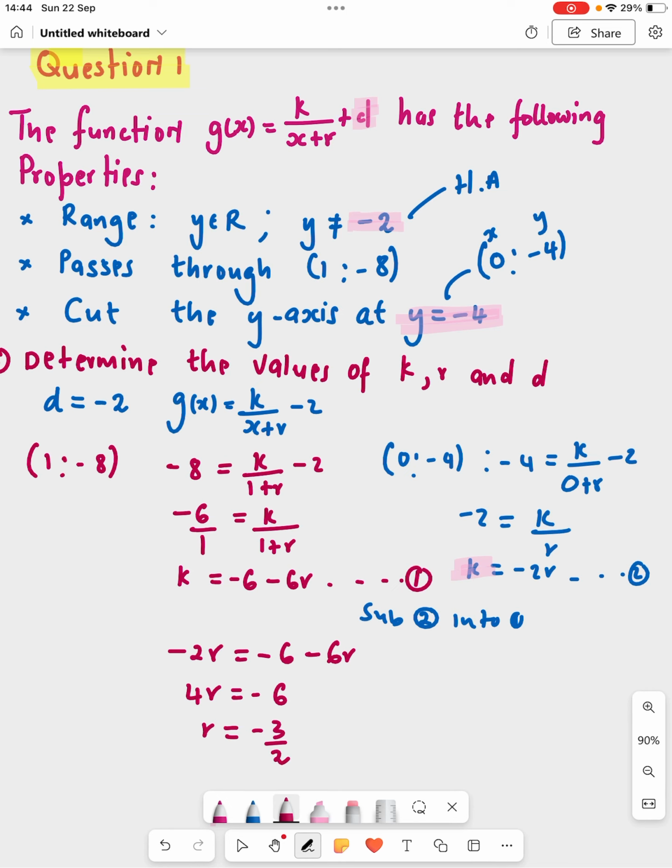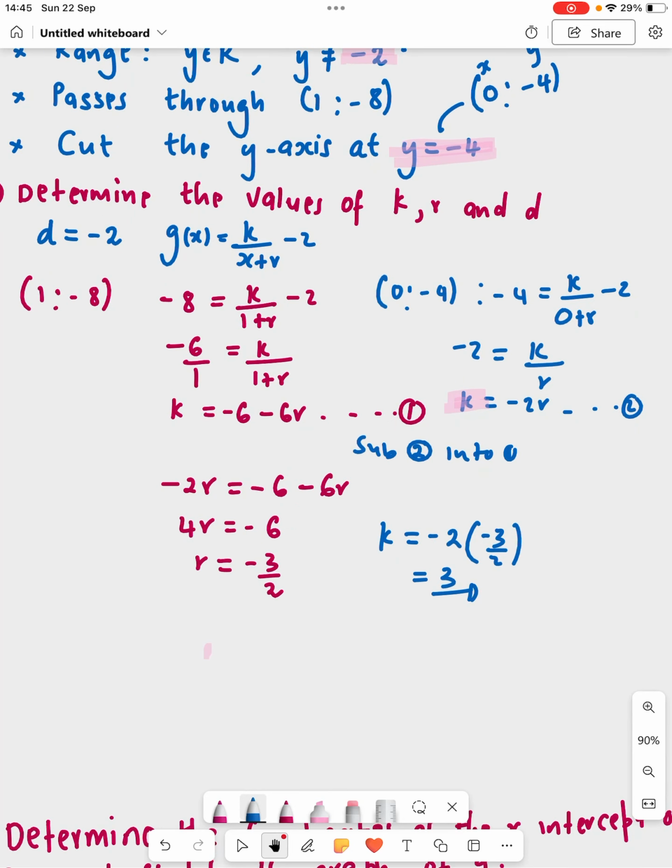Now, we do have the value of d. We do have the value of r. Now, we need to find the value of k. We can substitute our r into equation number 2. So our k is equal to minus 2 multiplied by negative 3 over 2. So when we calculate this, we are going to get our k as 3. So k is equal to 3.